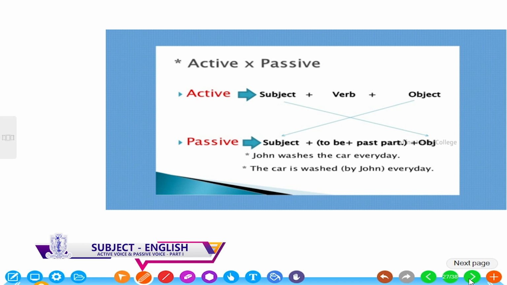Another example: John washes the car every day. Who? John, it is the subject. What does he do? The verb washes. What does he wash? The object, it is the car. So, the object is brought here, the car, simple present tense, and the object is singular here. So, the be verb is "is" plus the past participle of the main verb washed. It is a regular verb, the past participle is washed, by John every day. Here the doer is not given importance.